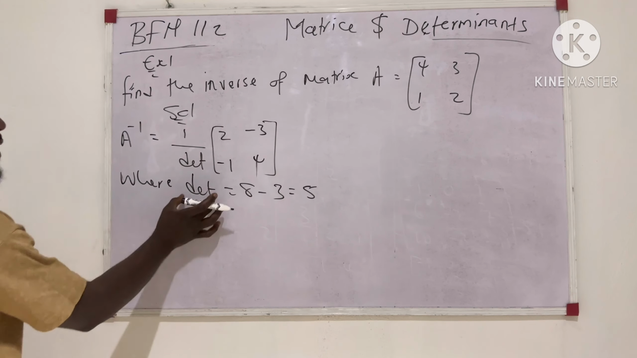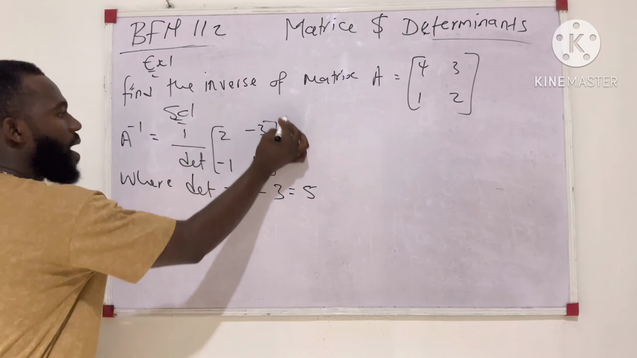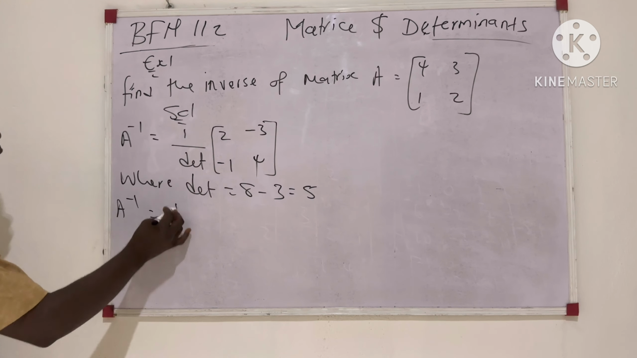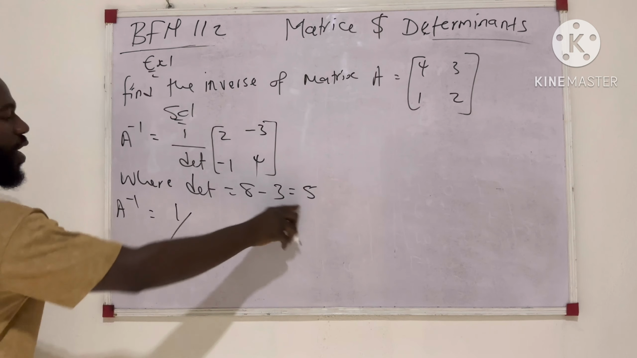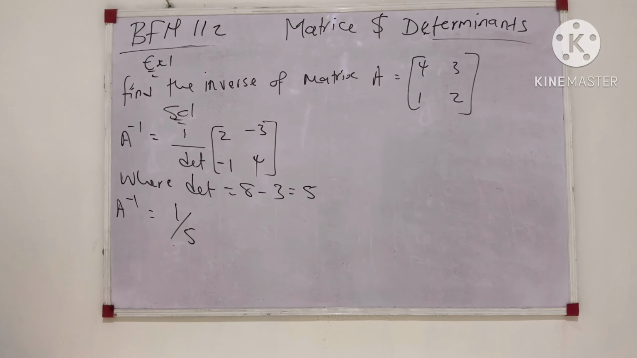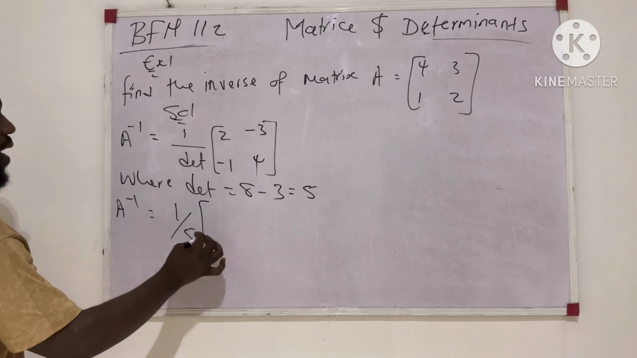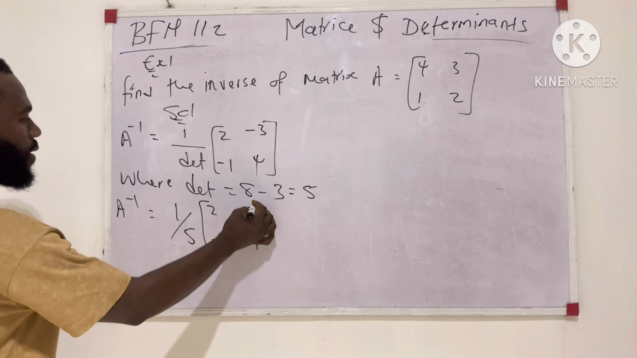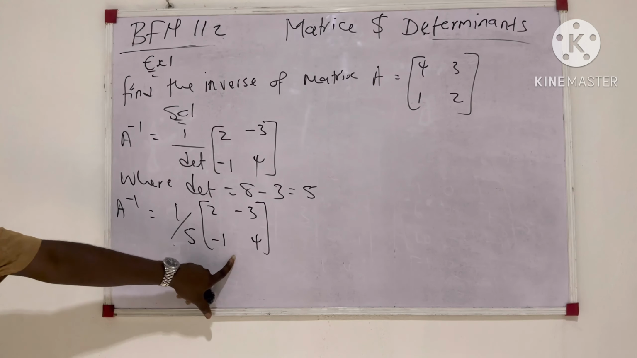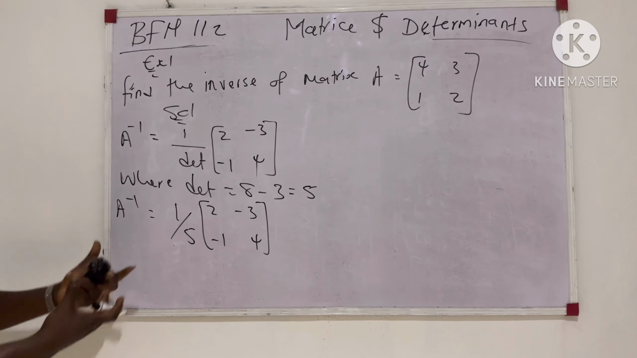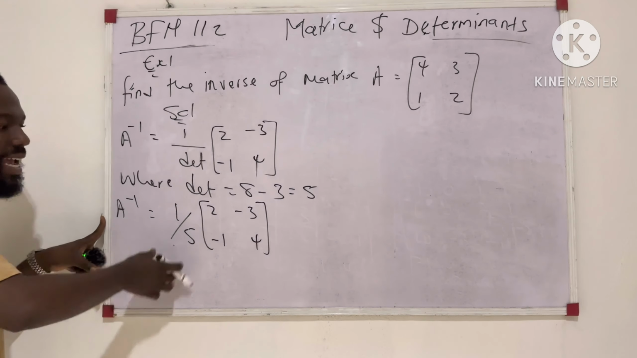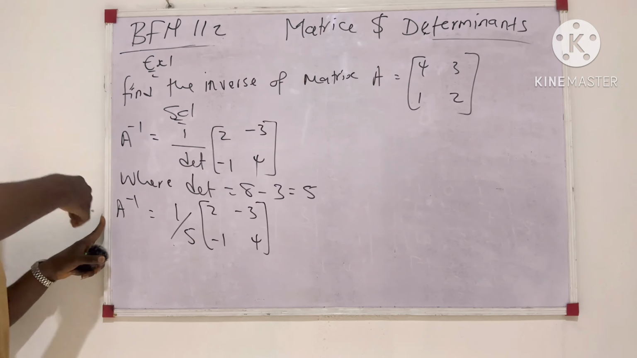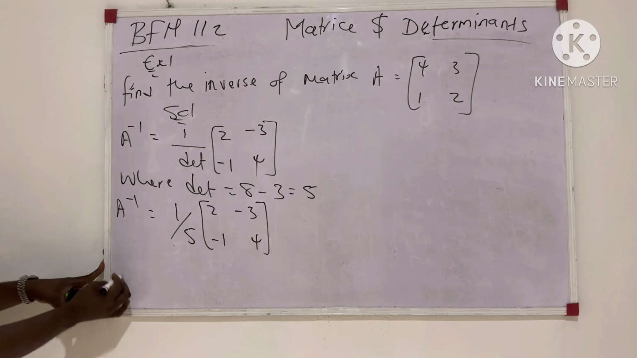Now that we've gotten our determinant to be 5, we will come back here. A inverse becomes 1 over determinant, which is now 5, so it becomes 1 over 5. And so we have 2, -3, -1 and 4. Now sometimes the answer can be in this form where the fraction is outside, and again it could be that they use the fraction outside to multiply everything. So if we want to do that, it will look like something like this.